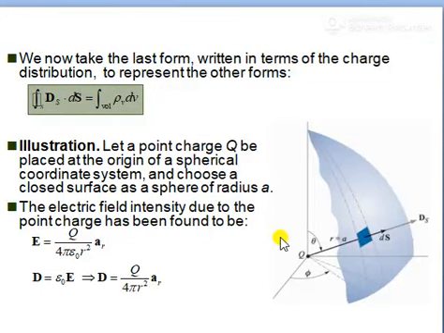Hello students, as previously I have left this slide to illustrate Gauss law in the application point, that is, application of Gauss law.